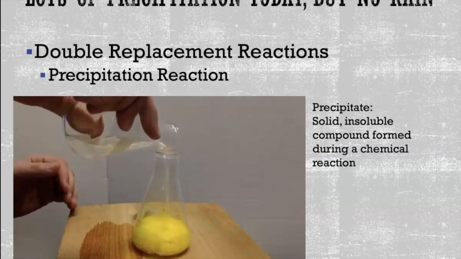A precipitate is simply defined as a solid, insoluble compound formed during a chemical reaction. So these are a subclass of chemical reactions within the double replacement series, precipitation reactions. They will follow the rules of double replacement reactions where the pair of cations will switch with the pair of anions, forming two new products, following the same rules, but now we're going to have to be able to predict the solubility of the product.